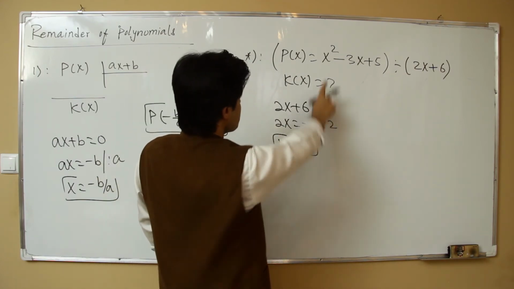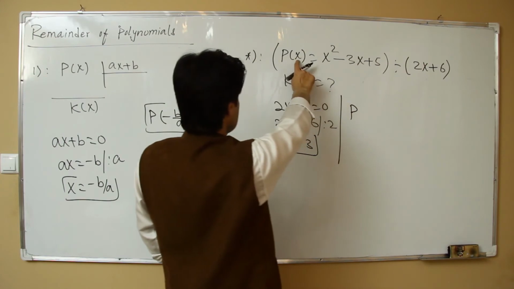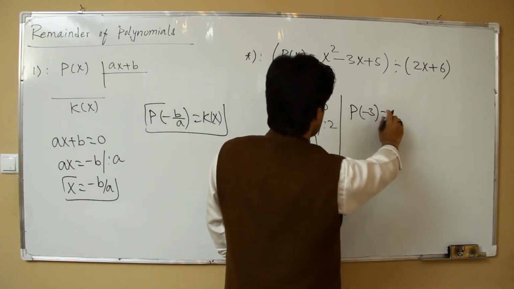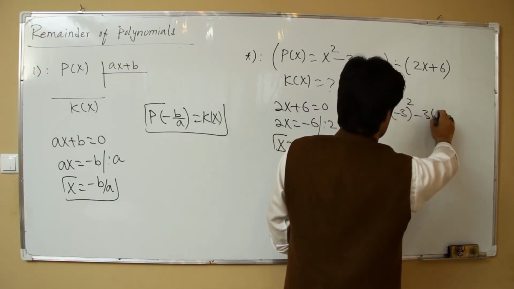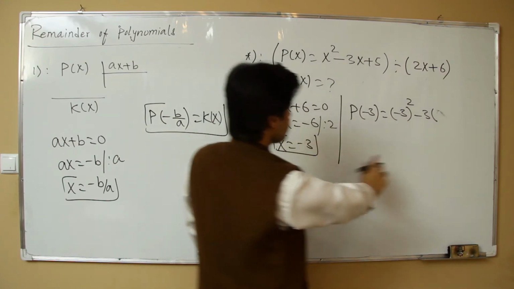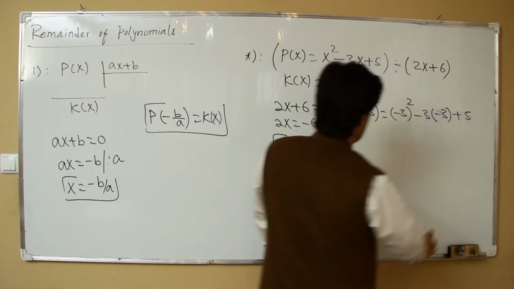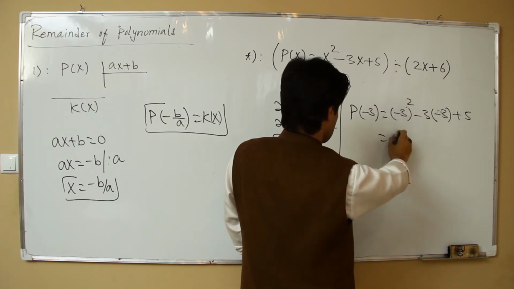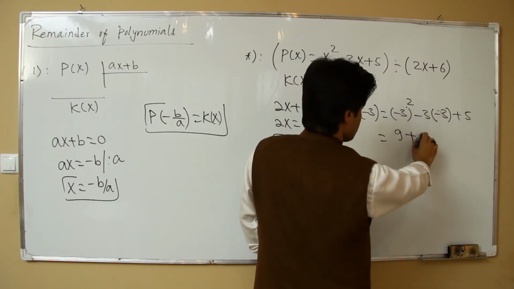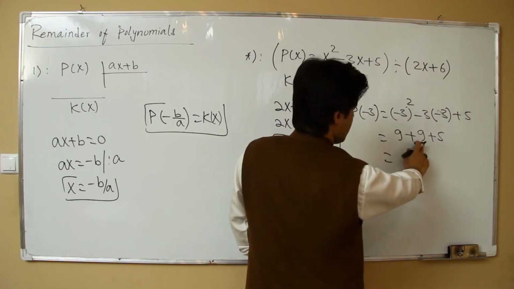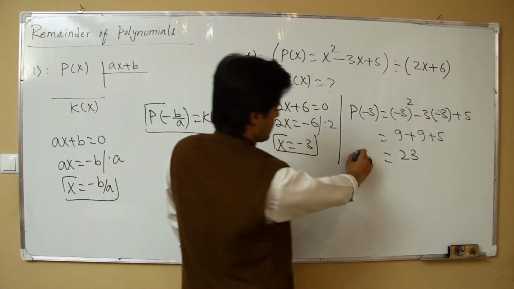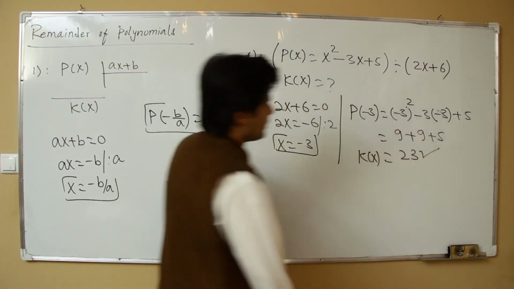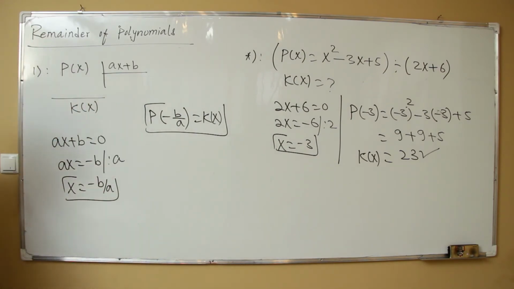Now put this minus 3 in p(x). So you will find p of minus 3: minus 3 raised to the power 2, minus 3 times minus 3, plus 5. Now minus 3 squared is 9, minus minus becomes plus 3 times 3, 9, plus 5. Now 9 and 9 is 18, and 18 with this one, 23. This 23 is k(x). This is the first form.